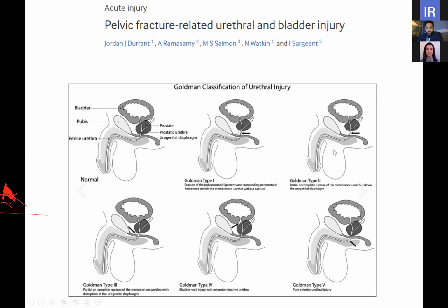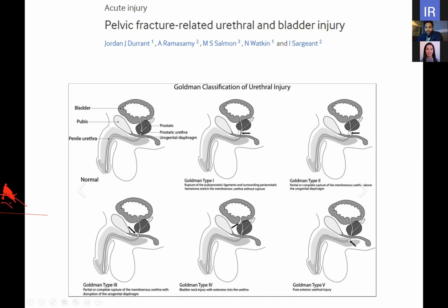So grade 1, you don't have a tear or rupture, but rather you have stretching of the membranous urethra just here. And for reference, this is the urogenital diaphragm. So anything below that will be the anterior segment. So this is the penile urethra, and this is the bulbous urethra up to the level of the urogenital diaphragm. And then from that point onwards, it is the membranous urethra just here, and then it becomes the prostatic urethra. So that's grade 1, which is stretching, but no rupture.